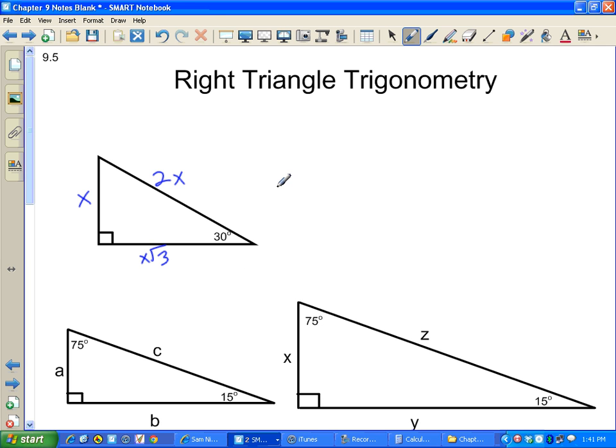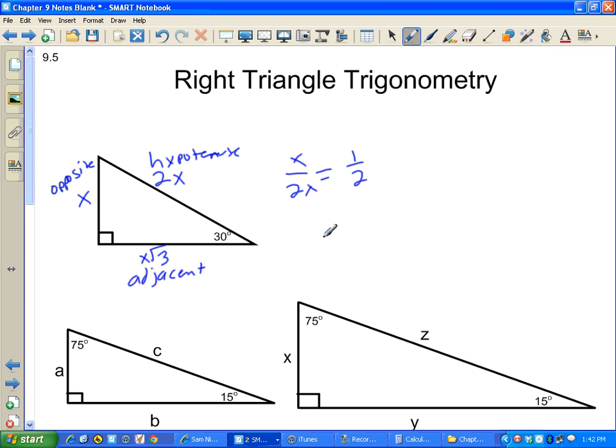Now, regardless of what x is, if I'm looking at my 30-degree angle, this would be the opposite side. This would be the adjacent side. And this we're still just going to call the hypotenuse. Now, regardless of what x is, if I want to know the ratio between the opposite side and the hypotenuse, it would be x over 2x, which reduces to 1/2.